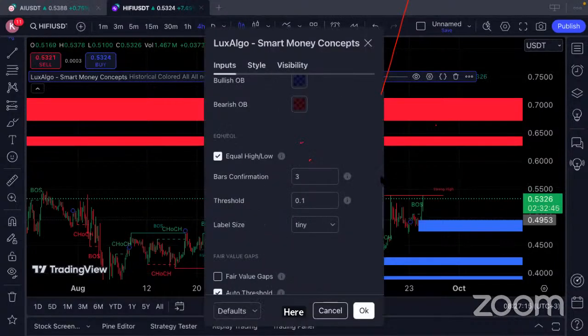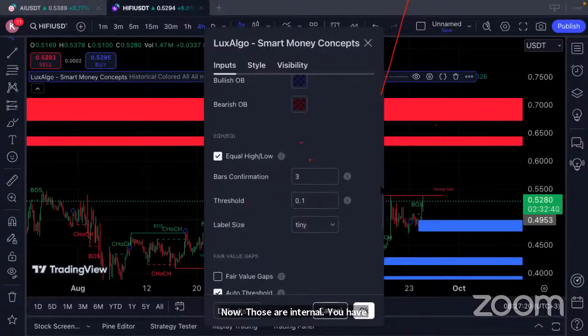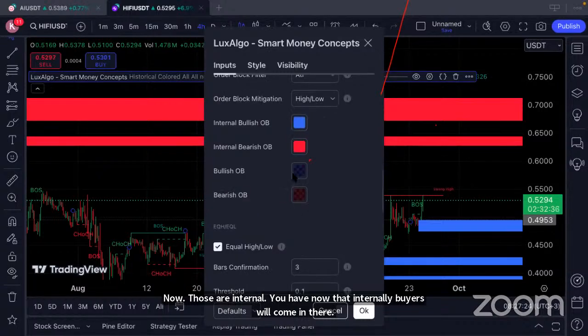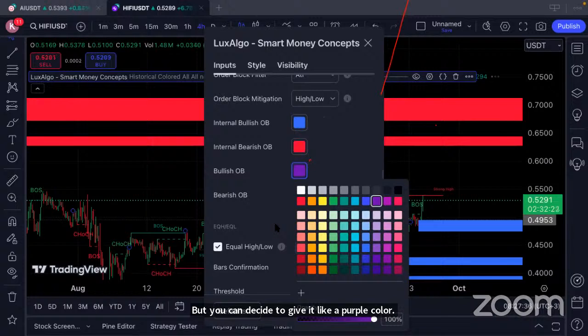Now, those are internal. You have now known that internally, buyers will come in there. Now, the second one is this one. The bullish order block. Now, this one is light blue, but you can decide to give it a purple color. Then you must know that this is a straight bullish.